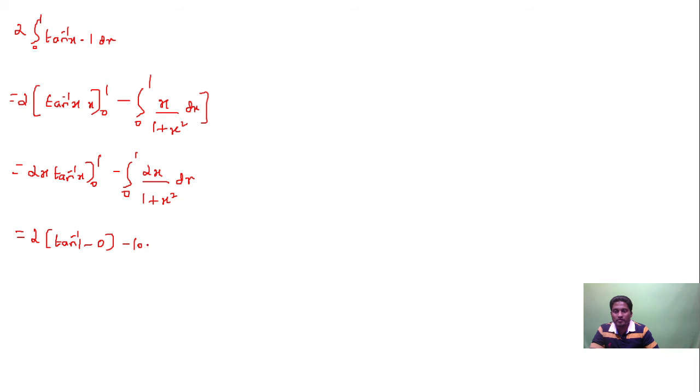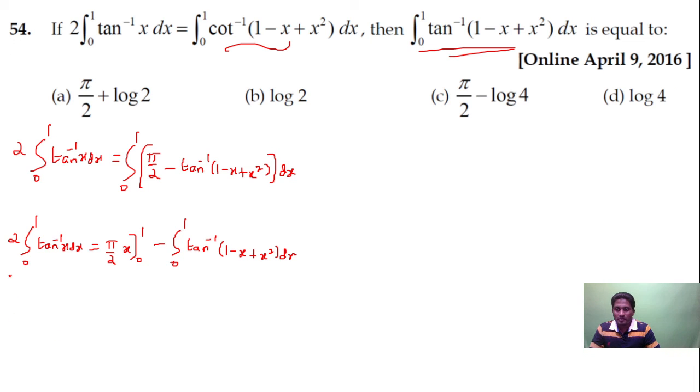This will be equal to log of 1 plus x square between the limits 0 to 1. So this is 2 into tan inverse of 1 is pi by 4, minus 2 into upper limit, there is no 2, upper limit is equal to log 2, minus lower limit is log 1. Log 1 to any base is 0. This will cancel. You get pi by 2 minus log 2. So this entire thing will be equal to pi by 2 minus log 2.